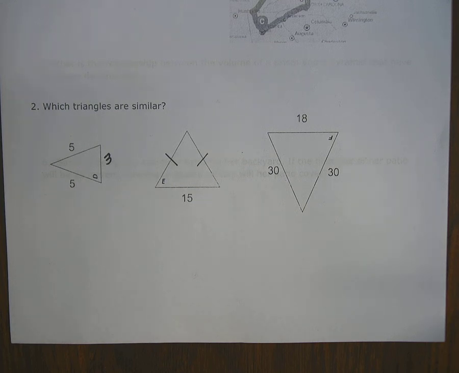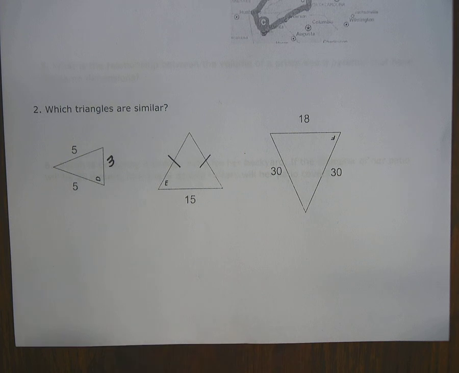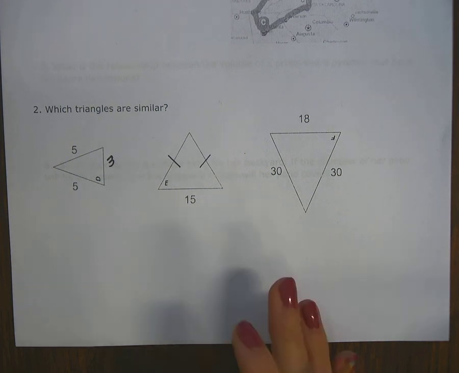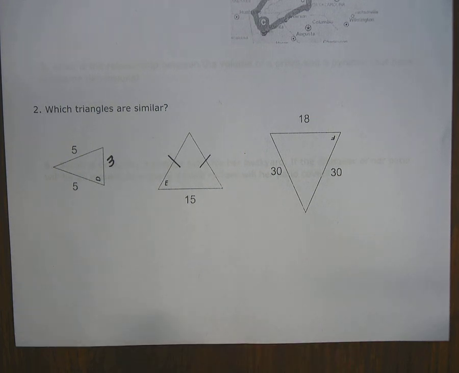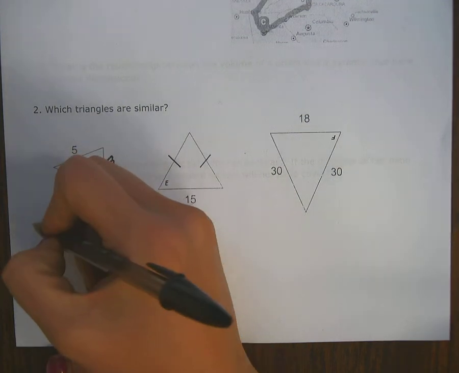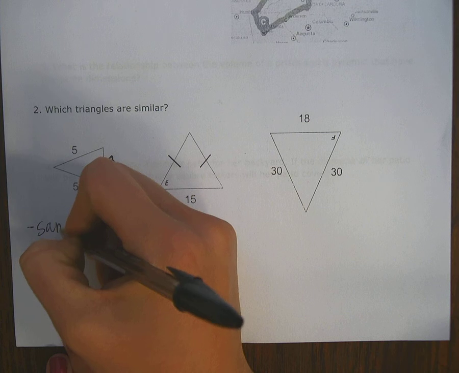Problem number 2 asks us which triangles out of these 3 are similar. So going back to similar triangles or any similar shapes, there are 3 things that have to be true for them to be similar. The first thing is they have to be the same shape.